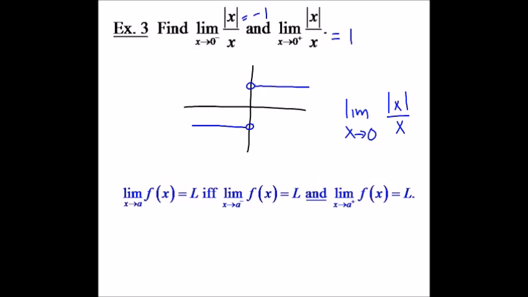Thus, if we know the right and left-hand limits both equal L, then we can conclude that the limit as x approaches a will be L. Conversely, if we know the limit as x approaches a is L, then we can conclude that both the right and left-hand limits are also L. In the function from example 3, we found the right and left-hand limits near x equals 0 to be different values. Thus, the limit as x approaches 0 does not exist.